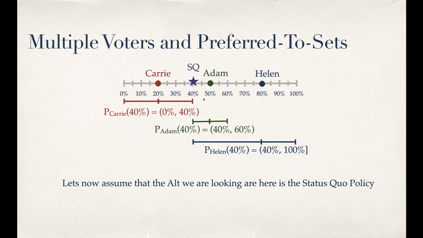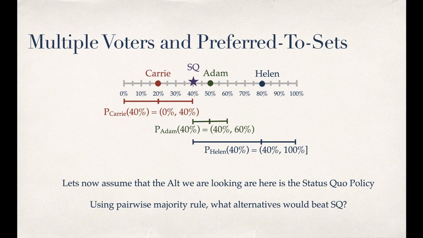Sometimes we vote on multiple things at a time, and we'll talk about those situations. But in many situations, we vote pairwise. It's the status quo, what we're doing now, versus the proposal. So we're going to call that the status quo. And we're going to look at right now pairwise majority rule. And what we want to know is under pairwise majority rule, pairwise just means two things at a time. Majority rule just means the thing that gets the most votes wins. So we're using the pairwise, two things at a time, the thing that gets the most votes wins rule, all right? What alternatives would beat the status quo, all right?